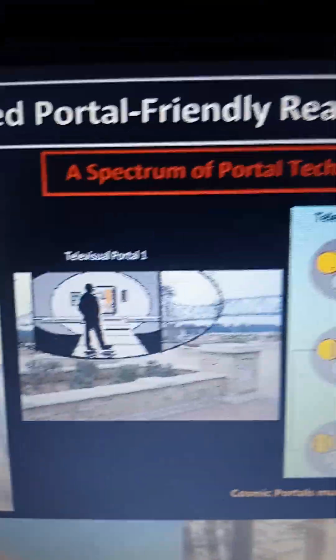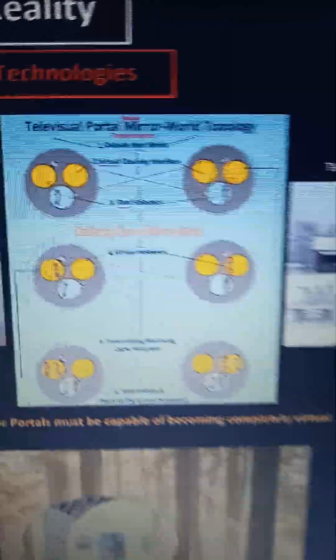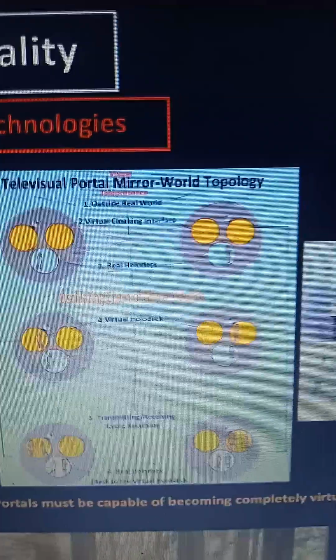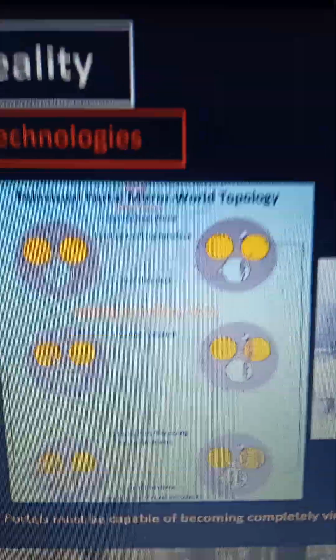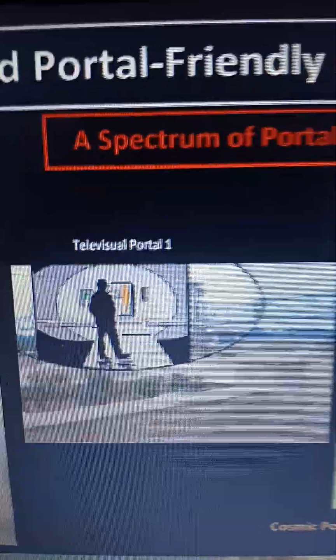Our reality is friendly to the construction of a spectrum of portals, from photographic, the lowest of them, to televisual, into possibly, hypothetically, cosmic portals beyond the mirror world. But the mirror world topology is a feature of our reality that I believe will play a big part in creating cosmic portals, the things that actually send real people and objects from one place to another, not just a visual teleportation, not just a visual telepresence.